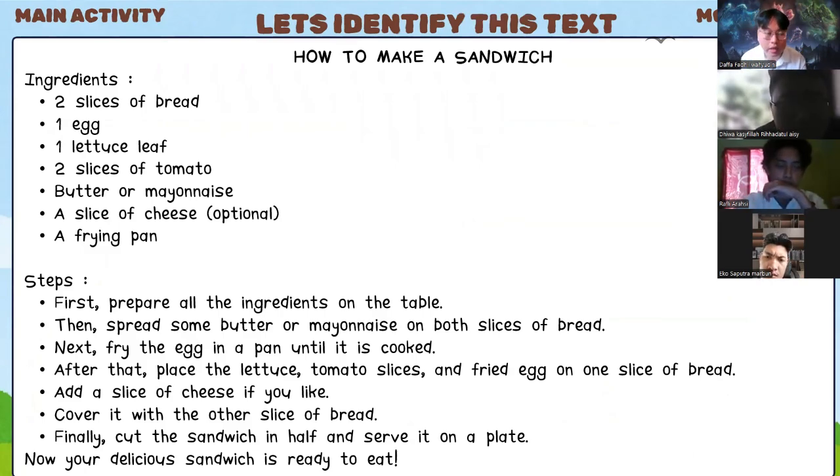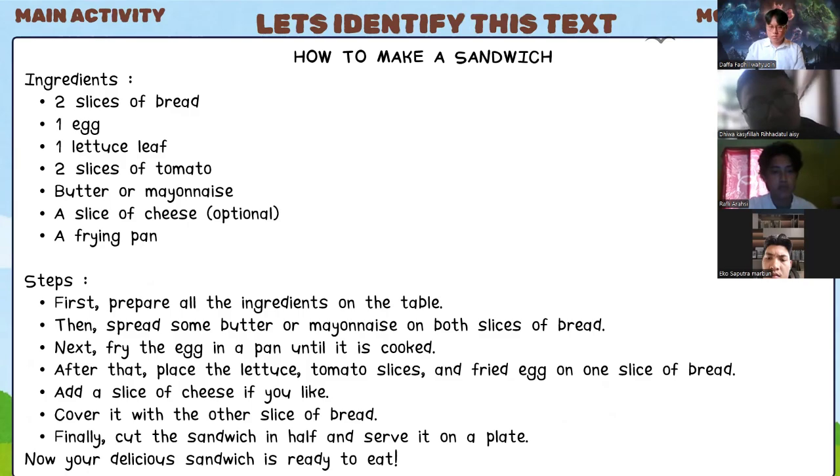Okay, Rafli. Me, sir. Can you? Yes. Okay, how to make a sandwich? The ingredients are 2 slices of bread, 1 egg, 1 lettuce leaf, 2 slices of tomato, and butter or mayonnaise. A slice of cheese is optional, and a frying pan. And for the steps, the first is prepare all the ingredients on the table.